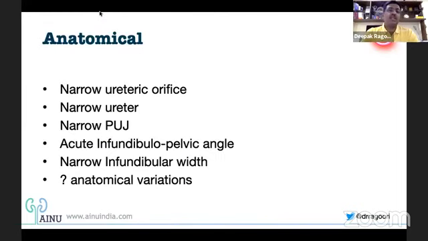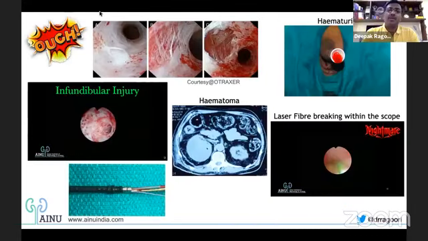And of course, these are straight away issues or contraindications, or you wouldn't be going ahead doing in cases of narrow ureteric orifices, a narrow ureter where the caliber is less, of course, a narrow PUJ, an acute infundibulopelvic angle where the angulation is so steep that you will not be able to see the stone, nor even able to basket it, a narrow infundibular width, of course, again, it won't admit your flow, and of course, anatomical variations, which would again be tricky in some instances. Of course, not all of them, hence the question mark there. But if you still go ahead, you'll tend to see all these complications.